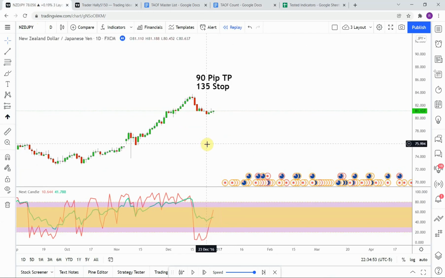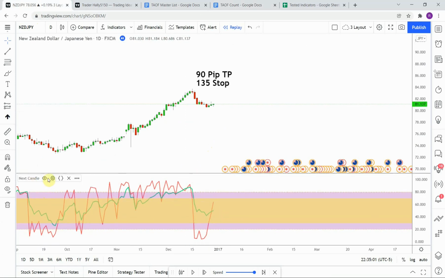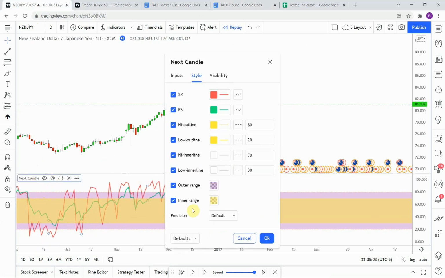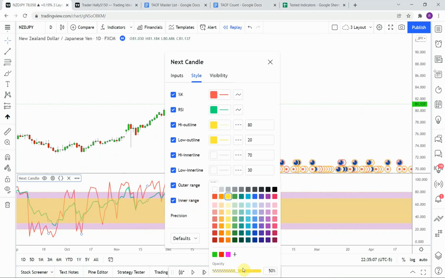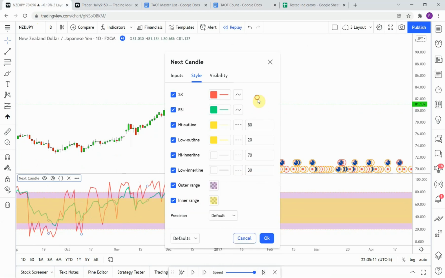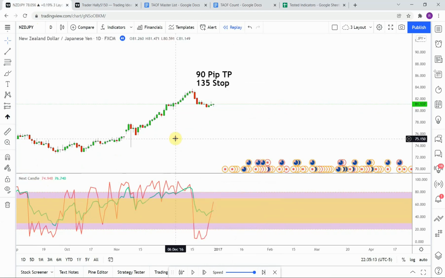Alright, so today's indicator is the next candle indicator, and you can see it here on the bottom of the screen. I had to go in and make a slight change to this, and so I changed the inner range right here at the bottom. I bumped up the opacity of that to 50, so that way it stands out a little bit more.